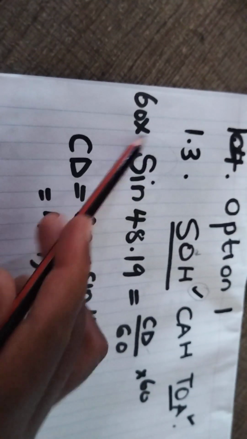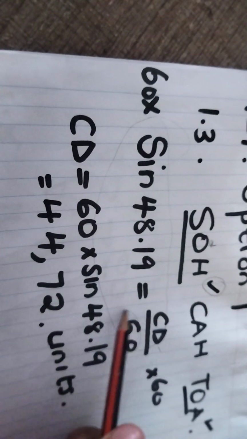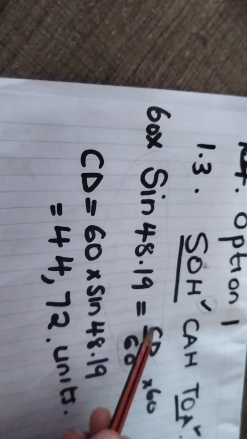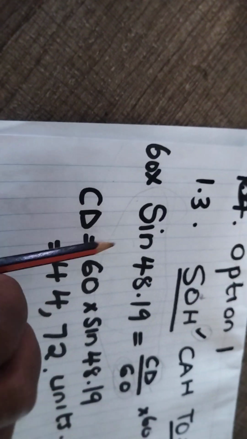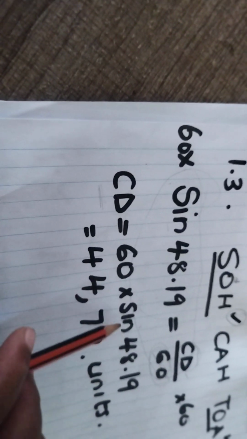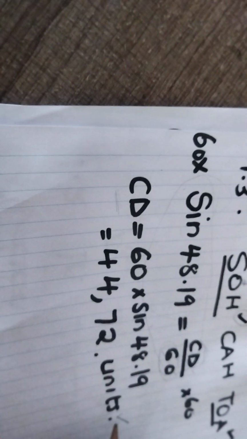Then we must get rid of this 60 as the denominator. So we multiply by 60 on both sides. We multiply by 60, we cancel 60, we only have CD. Then on the other side, we have 60 multiplied by the sine of 48.19. Making CD the subject of the formula, 60 multiplied by the sine of 48.19. Therefore, CD is 44.72 units.